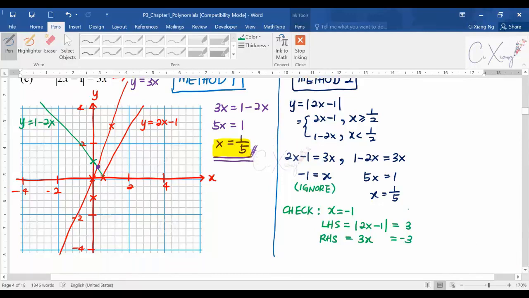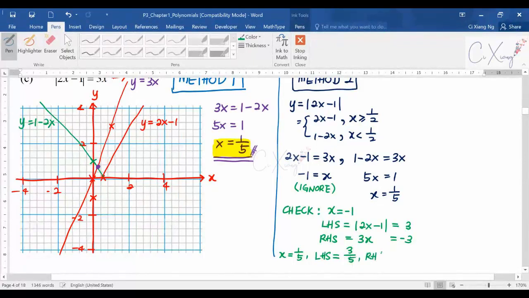Alright, and then after that, you also need to check for x equals to 1/5. Then you can check left hand side. When you put it into the left hand side equation, you are having 2/5 minus 1. You get -3/5, modulus, so you get 3/5.